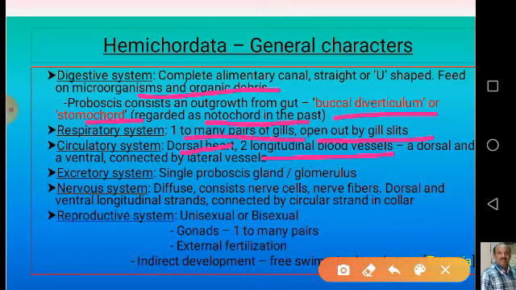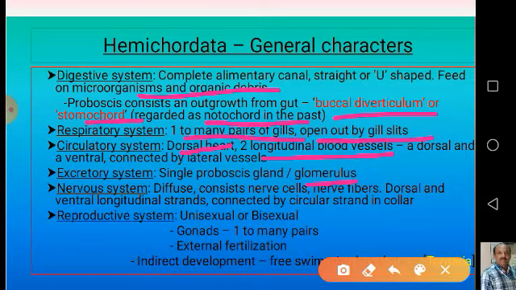Then two longitudinal blood vessels are present, a dorsal longitudinal blood vessel and a ventral longitudinal blood vessel. These two blood vessels are connected by many lateral vessels. Coming to the excretory system, there is a single proboscis gland in some animals, whereas in other animals there is a glomerulus, which is supplied with blood vessels, and the blood comes to the glomerulus where the nitrogenous wastes are filtered and excreted outside. Then the nervous system is very poorly developed.